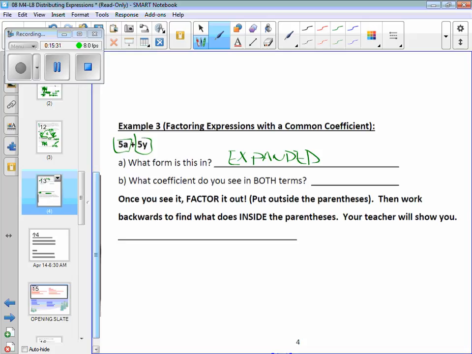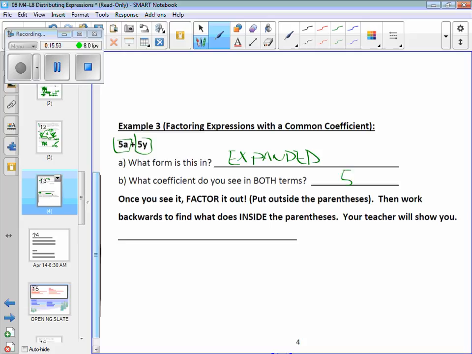Ready? Repeat this after me. When you see it, factor it out. When you see it, factor it out. Okay, you don't have to repeat anymore, but thank you. 5 is what's common in both.